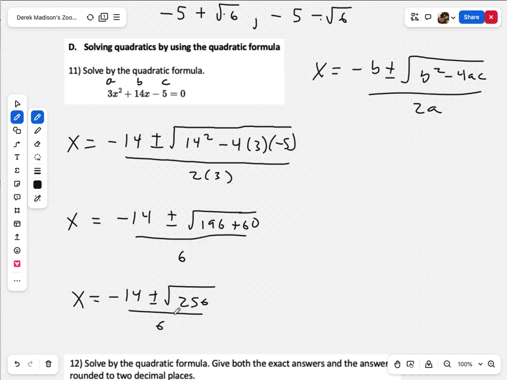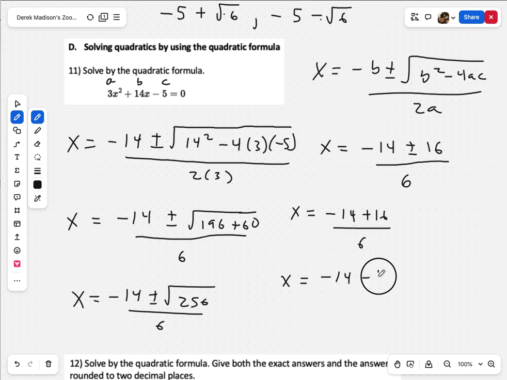over 6. And then this, if you throw that in a calculator, it's going to come out to negative 14 plus or minus the square root of 256 turns out to be 16, and that's over 6. So this is one of those ones where we don't have a root left here, so that means we have to actually keep combining until we get to two solid numbers. So we'll have x equals negative 14 plus 16 over 6, or x equals negative 14 minus 16 over 6.